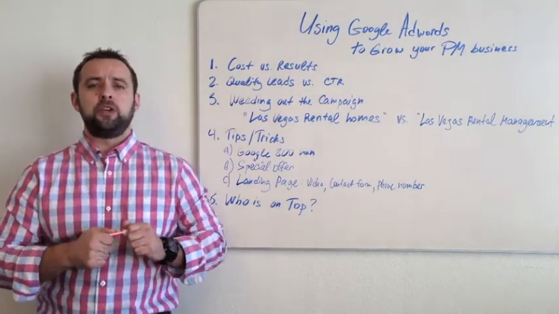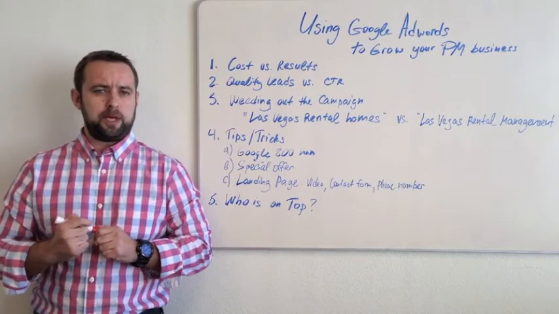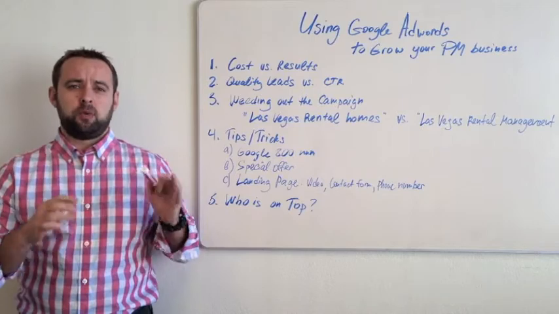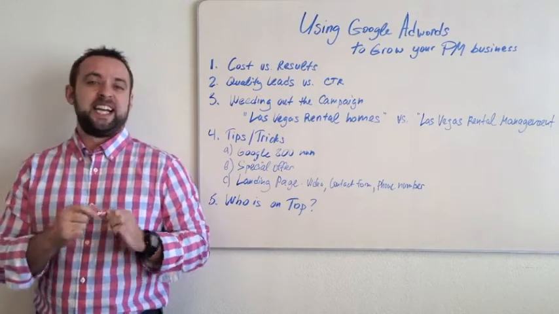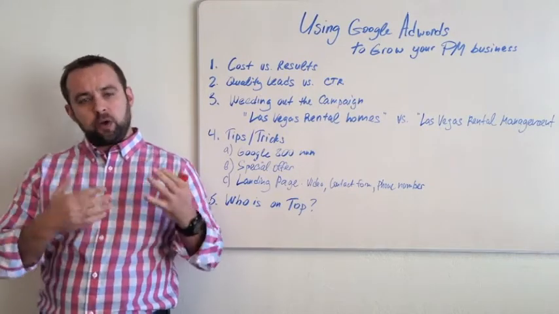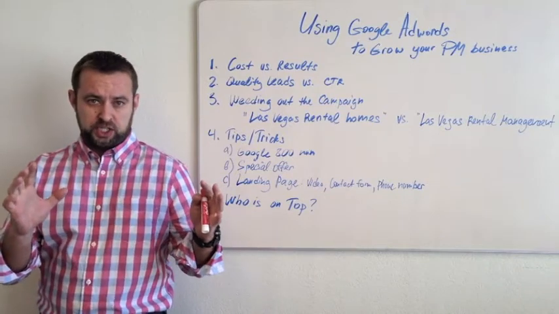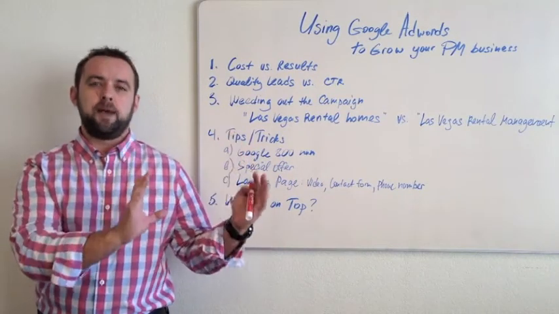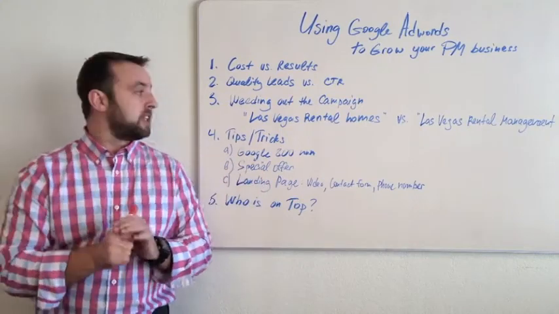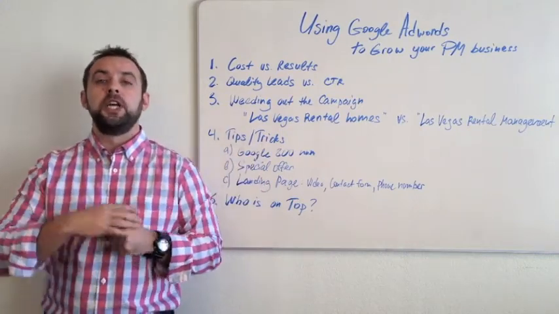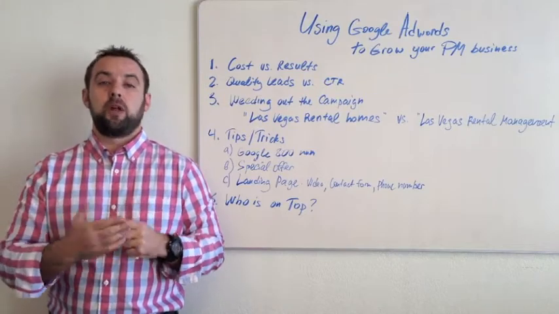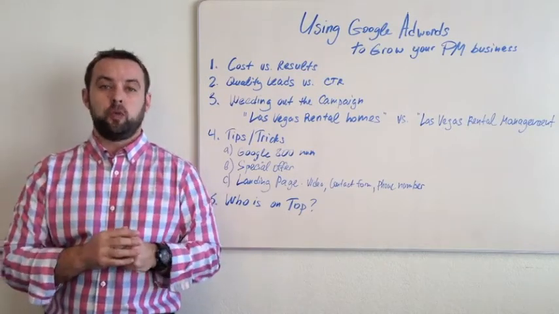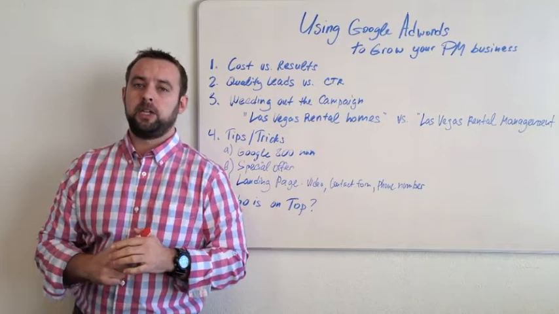Today we're going to talk about using Google Adwords to grow your property management business. Specifically, get more management contracts. So Google Adwords, also known as Google Pay-Per-Click, essentially is a system where you bid on specific search keywords that will go in front of a specific type of client that you're trying to attract. For example, Las Vegas property management is, if you're in Las Vegas and you run a property management shop, this is the kind of searcher you want to attract to your website or landing page. We'll talk about landing pages in just a second.